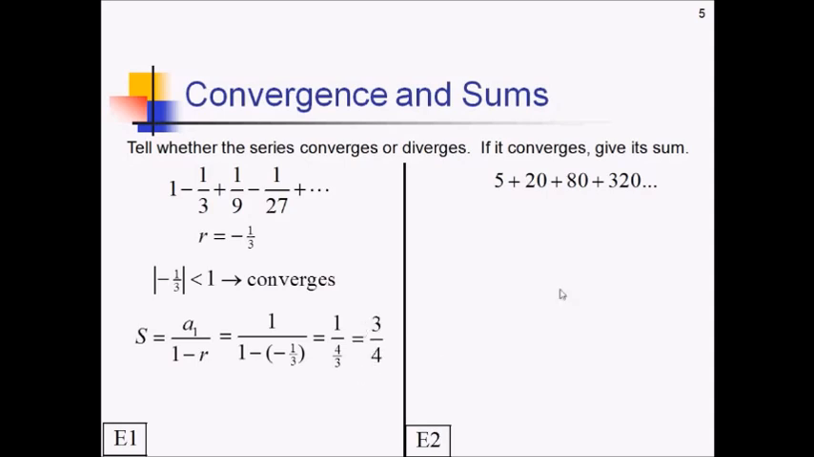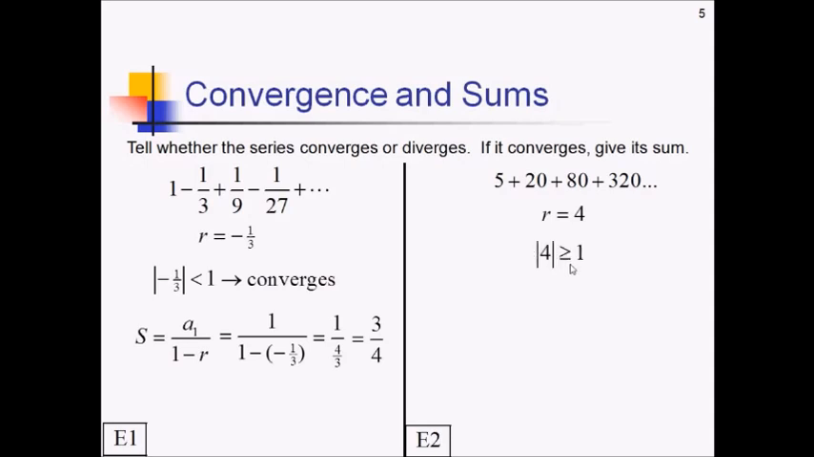All right, pause the video and give this next one a shot. So again, hopefully you looked at the r value, which in this case we've got 20 over 5, which is an r value of 4. The absolute value of 4 is greater than or equal to 1.